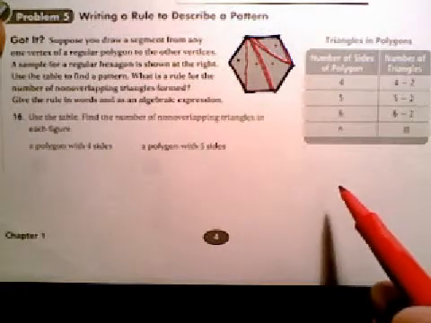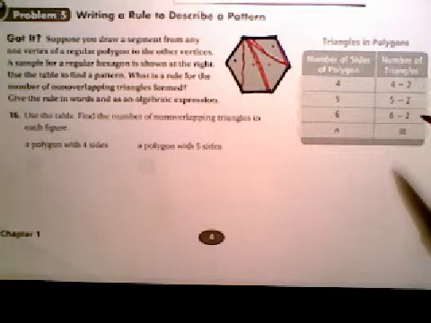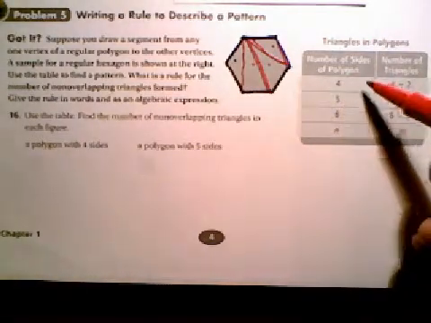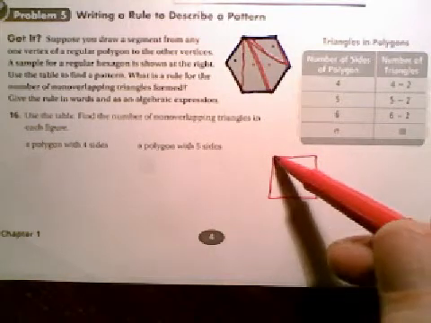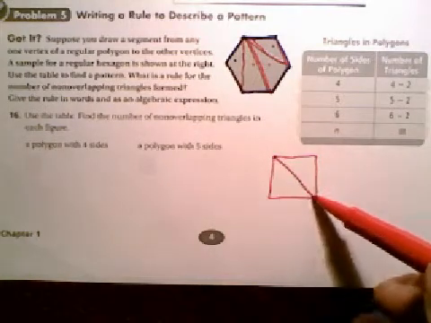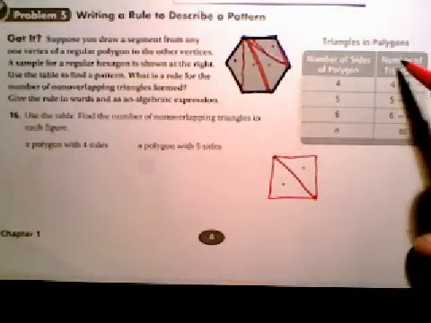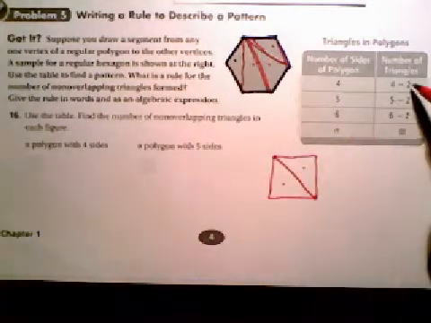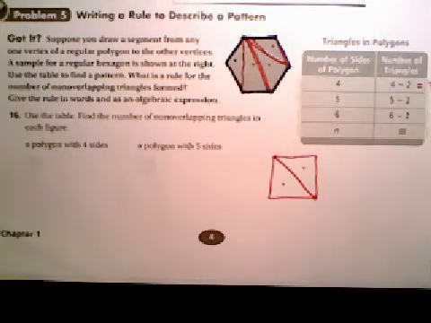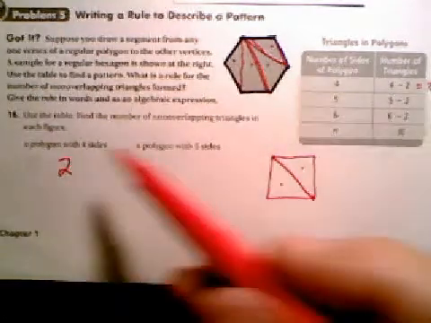All right, maybe this is going to continue on the next page. I don't know. But notice if we have 4 sides, and if we draw a segment from one vertex to another, we just formed 2 triangles. So the number of triangles would be 4 sides minus 2. So that's equal to 2. So a polygon with 4 sides, we get 2 triangles.